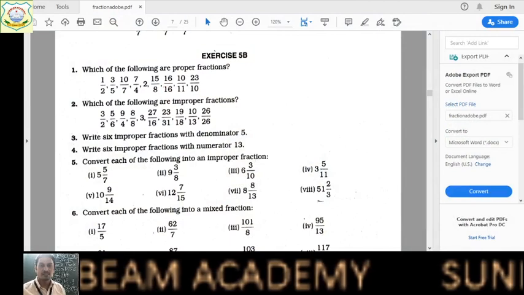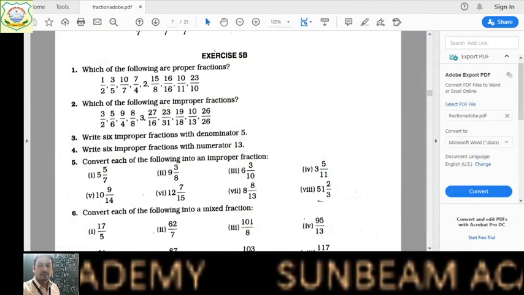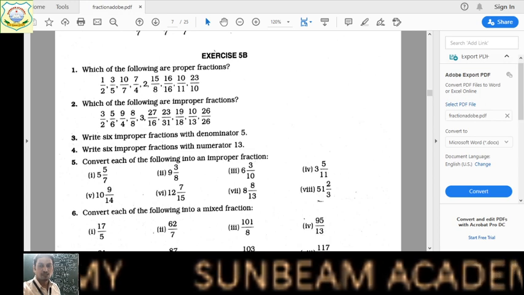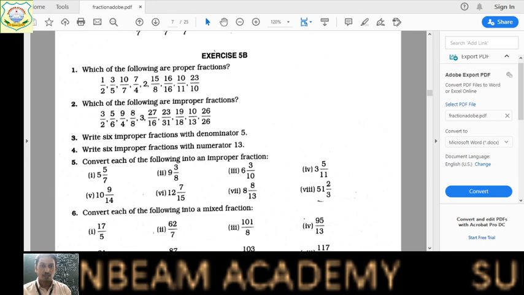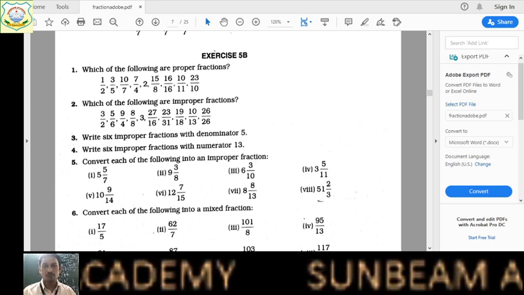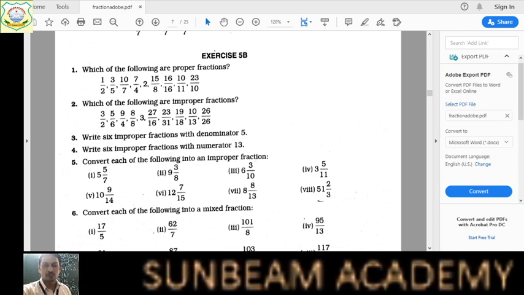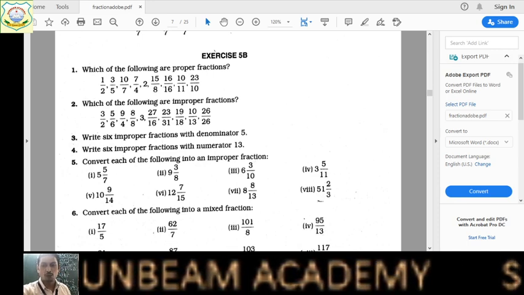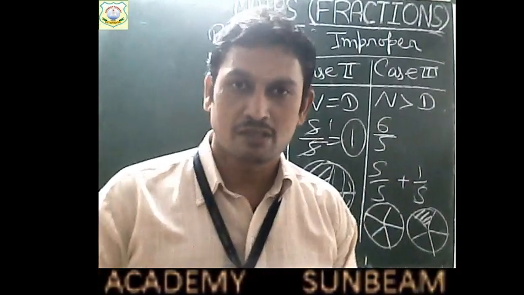So for this, children, we can solve question number 1 and 2. You can see question number 1 and 2 in your exercise 5B on page number 85 in your R.S. Agarwal textbook. First question is, which of the following are proper fractions? Some fractions are given, you have to find out which are proper. And in the second question, which of the following are improper fractions?